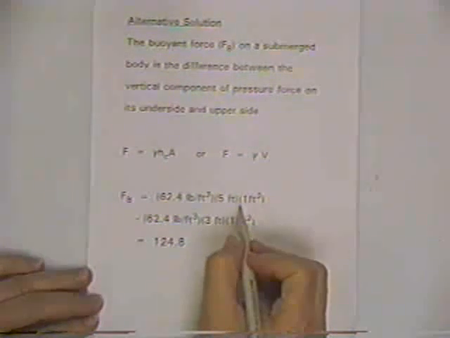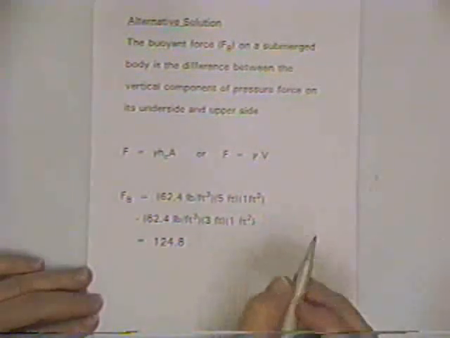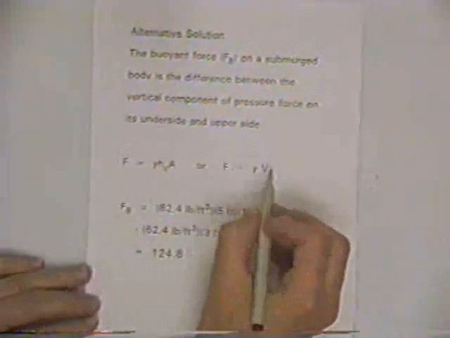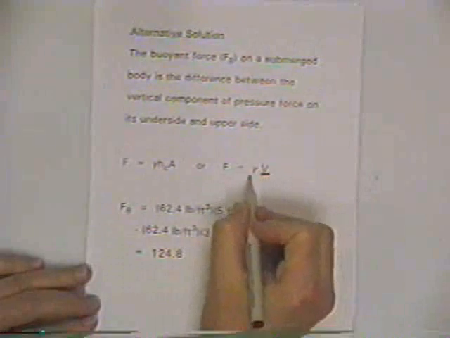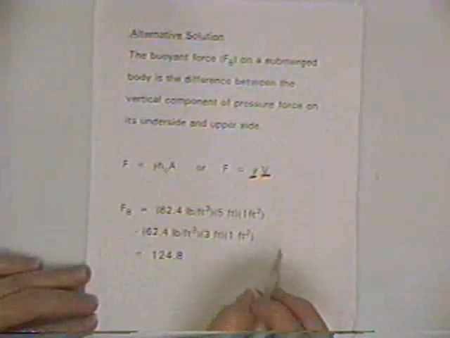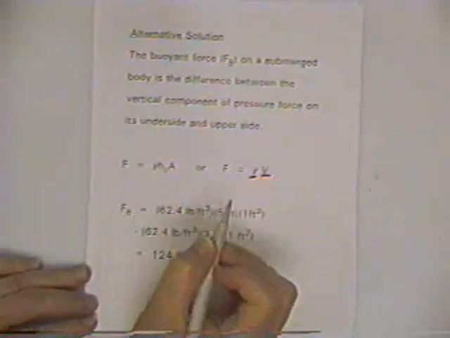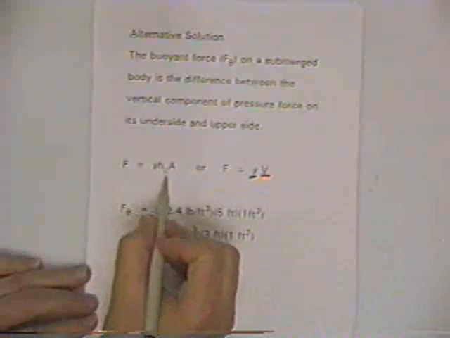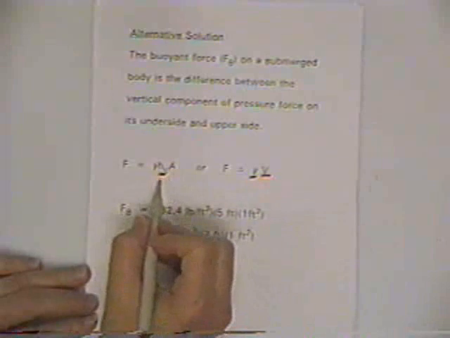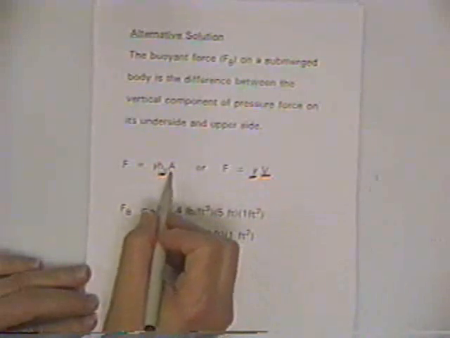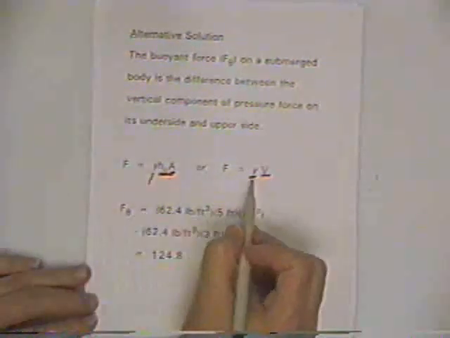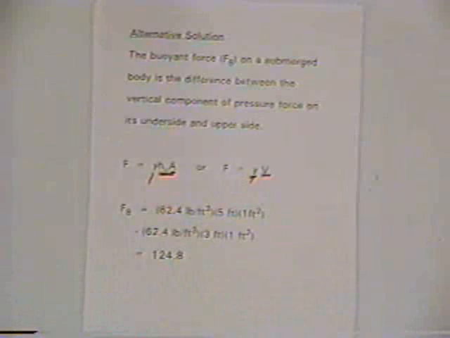Now there's the buoyant force, and we can write that these are the basic equations. The force is just a volume times the unit weight, or the force is a pressure times an area. And if you notice, the equations are almost the same, because if you've got a pressure times an area, you've got this vertical distance from the water surface to the centroid, and then you've got an area, and so that's equivalent to a volume, and then both times multiplied by the unit weight.